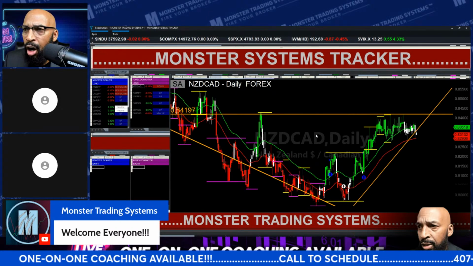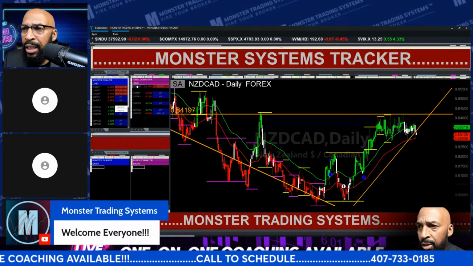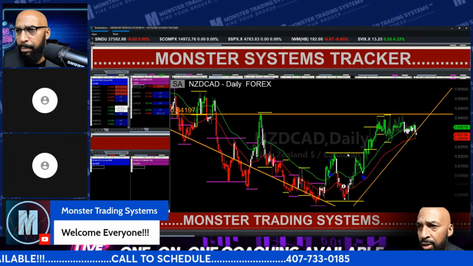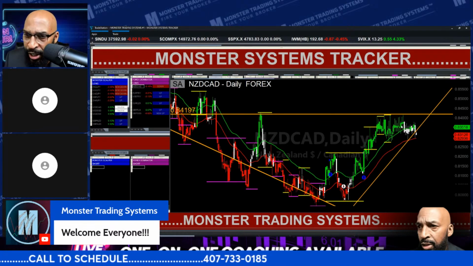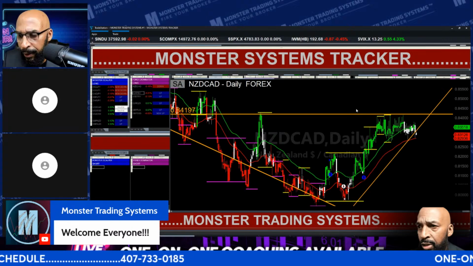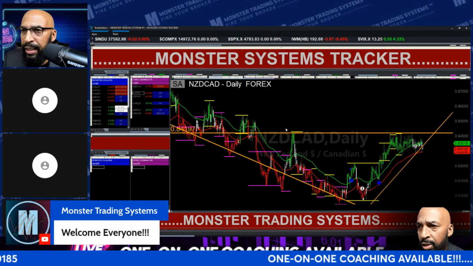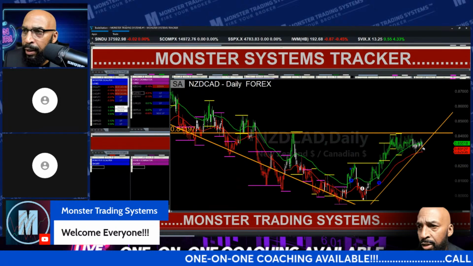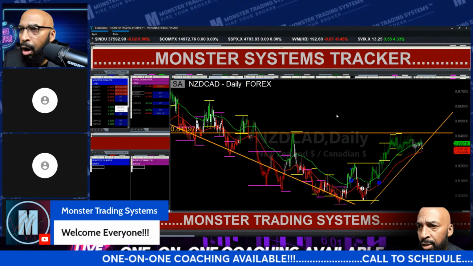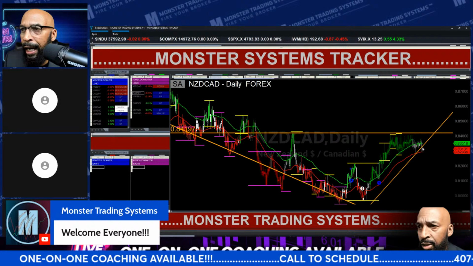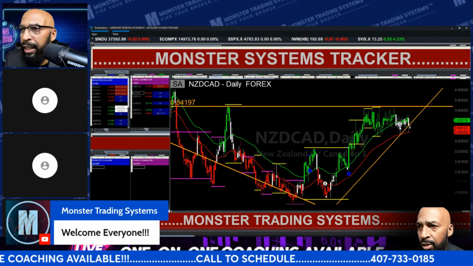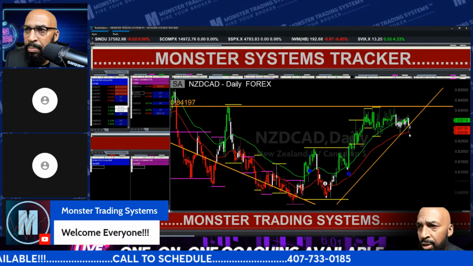Okay, New Zealand CAD in Forex Dominator. Buy signal is here, price is here, same thing here. All right, it's consolidating here. Here is where sellers are sitting. Similar to Aussie CAD, this is New Zealand CAD. All right, white candle here. We can see where sellers might come in here.